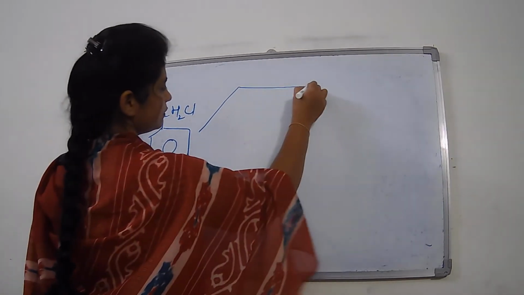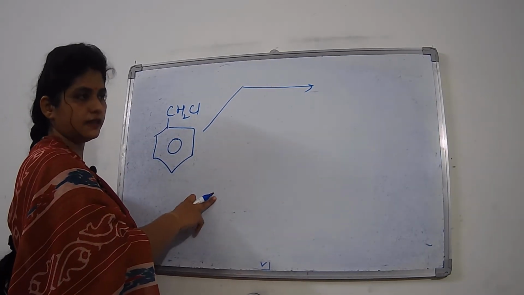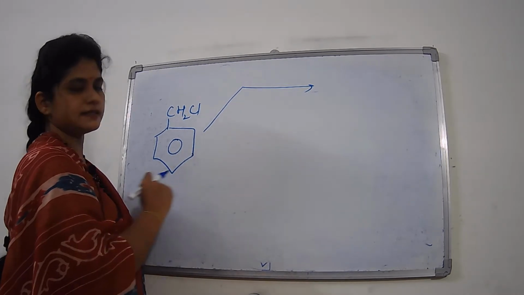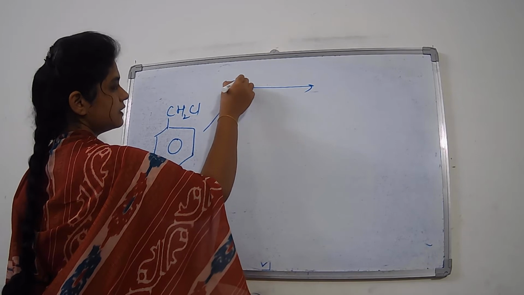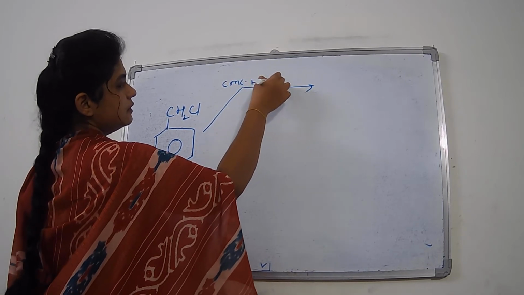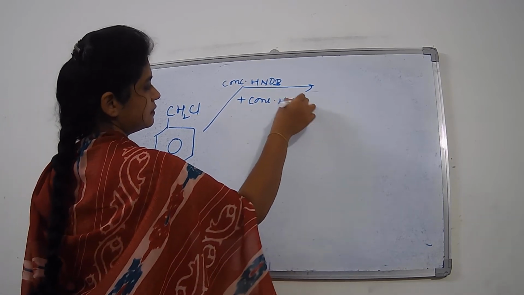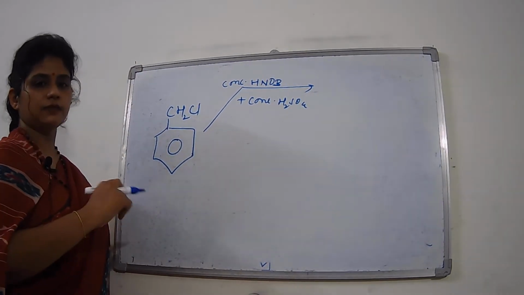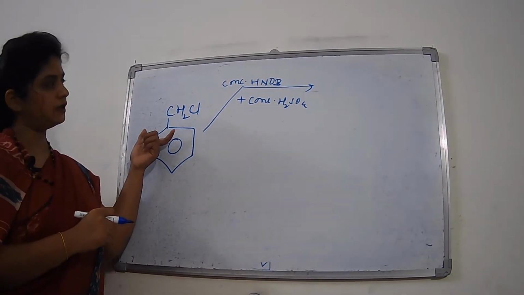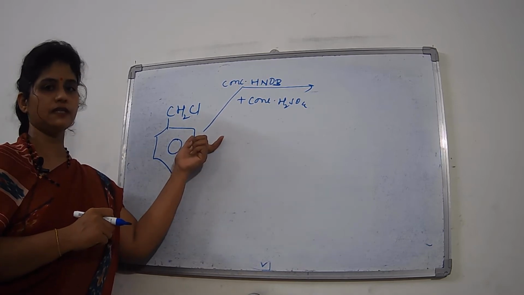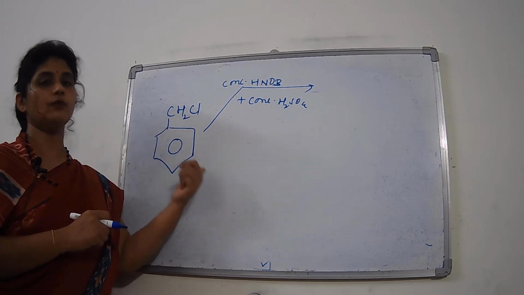Whenever benzyl chloride undergoes nitration, which we are considering as the first electrophilic substitution reaction, we need a nitrating mixture. That nitrating mixture is a 1:1 combination of concentrated nitric acid and concentrated sulfuric acid. CH2Cl is an activating group, so whatever the incoming group is, it always attaches to the ortho or para position. It is an ortho-para directing group.